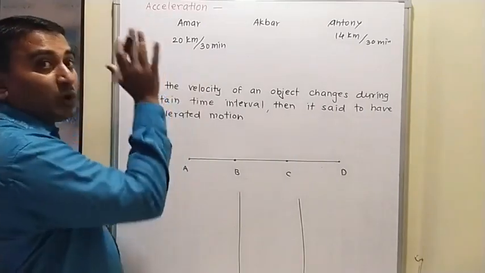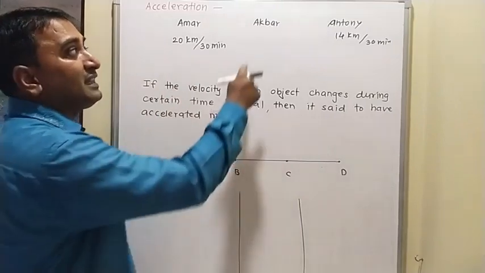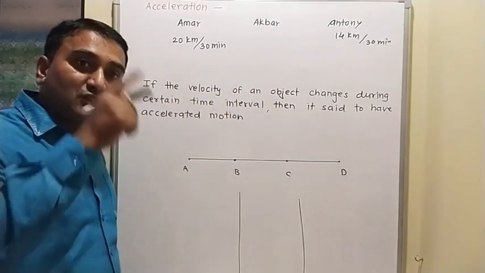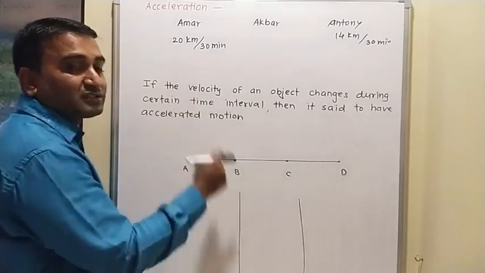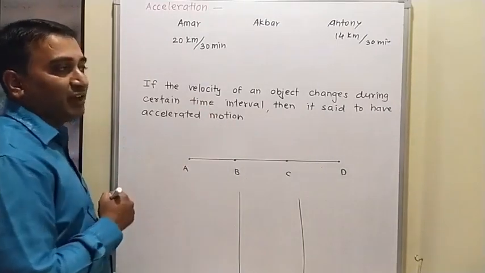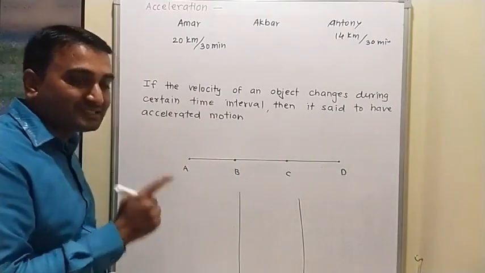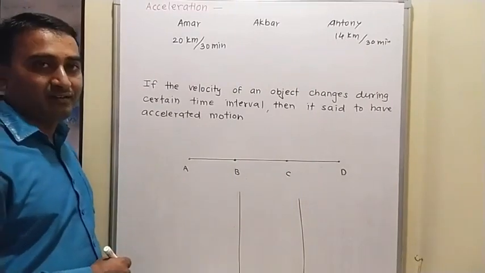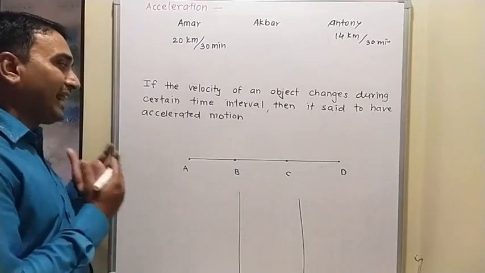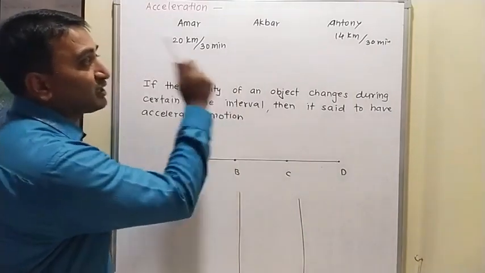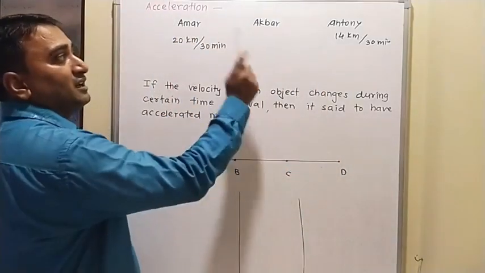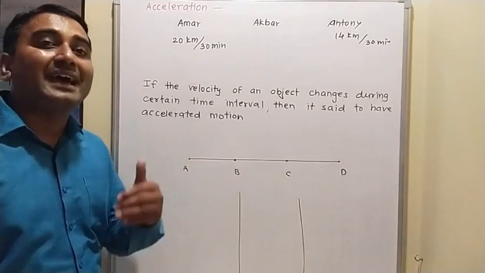Getting? That means constant velocity, uniform velocity. When there is a non-uniform motion, that is non-uniform speed, that is non-uniform velocity, such a velocity is called acceleration. Getting? So what is the definition? If the velocity of an object changes during a certain time interval, whether increase or decrease, then it is said to have an accelerated motion. So whose motion is accelerated motion? Not Amar, not Anthony. Here Akbar's motion is in acceleration.